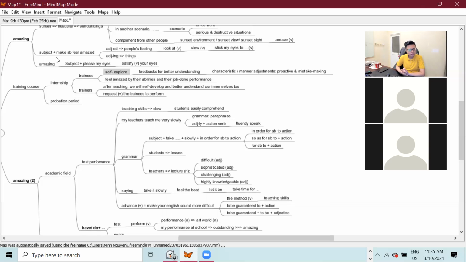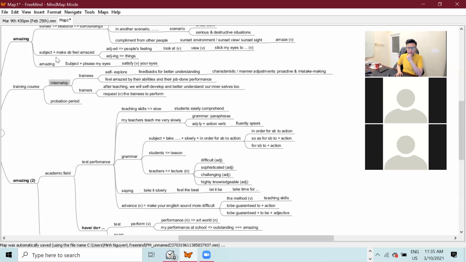Okay, nice. So in your speaking, here are the key ideas that I can get. The first one: the very first moment of your speaking, I can recognize that you forgot the word internship. And here are the differences between the internship and the probation period.